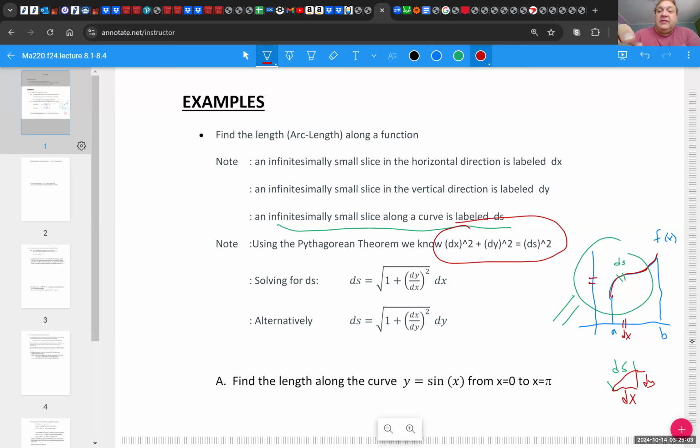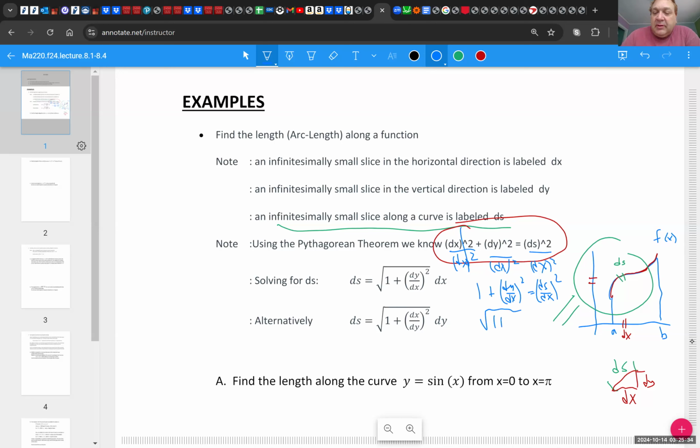You could just use algebra. You can divide everything by dx squared. The dx squared over dx squared is going to equal 1. And then you have dy squared over dx squared, which I'll write as (dy over dx) squared. And then you have ds squared over dx squared, which I'll write as (ds over dx) squared. And then I square root both sides.